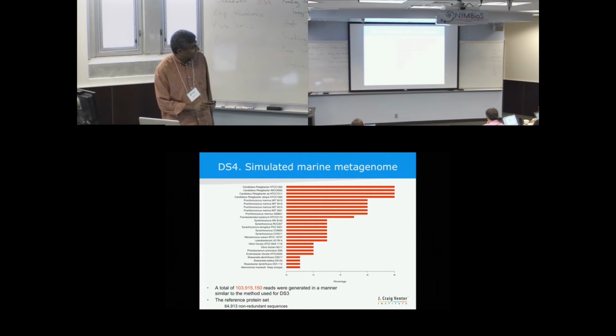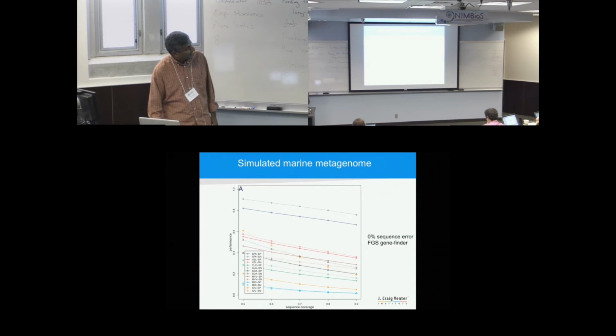And we did the same for another data set, in this case from the marine environment, some of your favorite candidates. Data generated the same way. And we get a similar set of results as well, where the performance of SPA using FragGeneScan as a gene finder tends to be quite good.